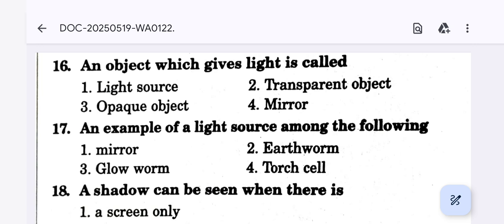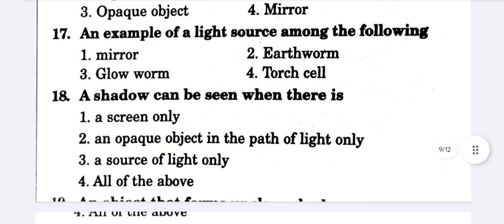Okay, next question. An example of a light source among the following. An example of a light source among the following is glowworm. Okay, it's not the mirror, it's not the earthworm, it's not even the torch cell. It is glowworm. The correct answer is glowworm.